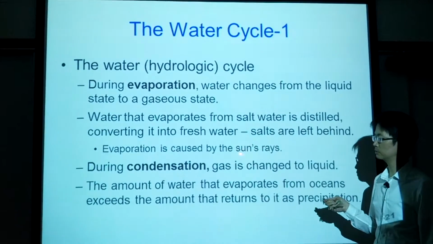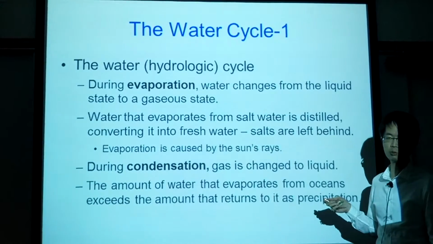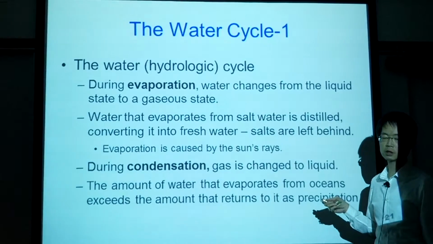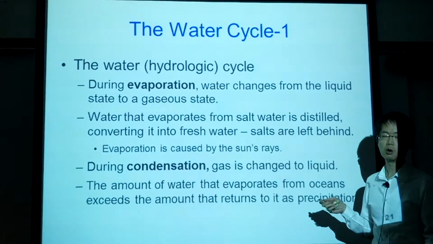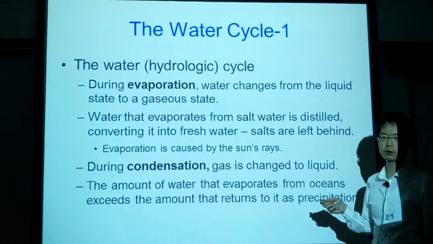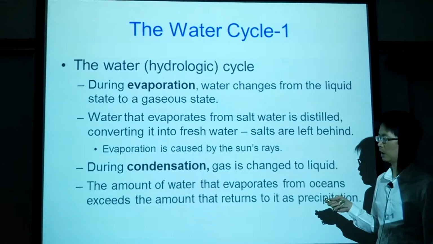Evaporation is mainly because of the heat from the sun, which will evaporate seawater or the water on the ground, let's say a river or lake, or water from living organisms. So we lose water from our body because of the heat as well.